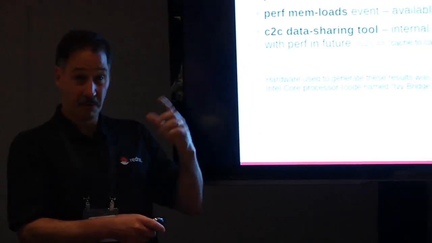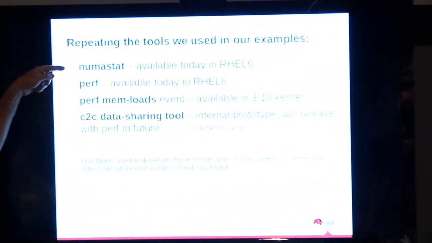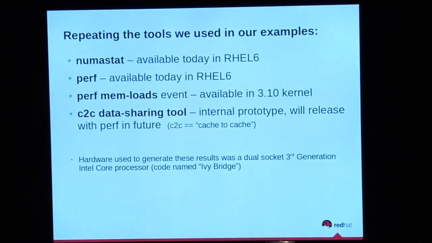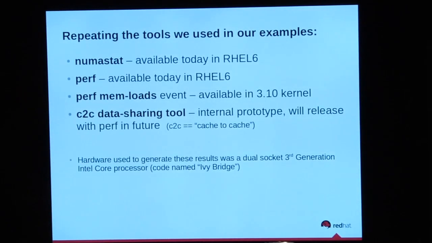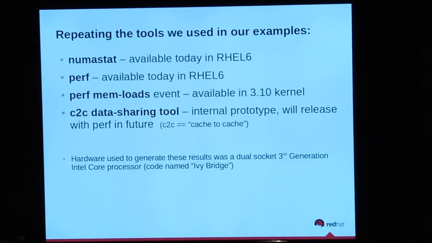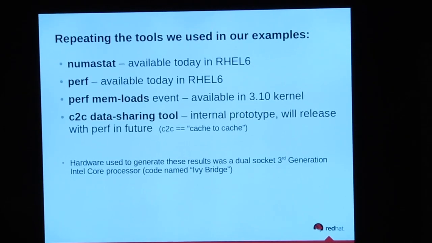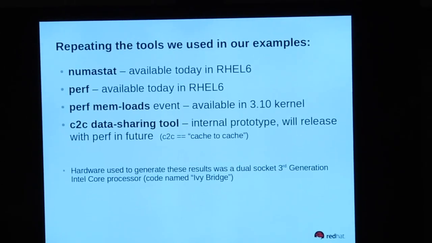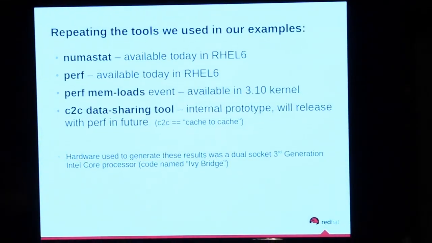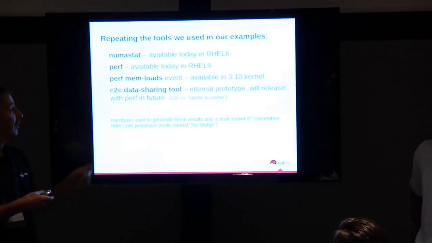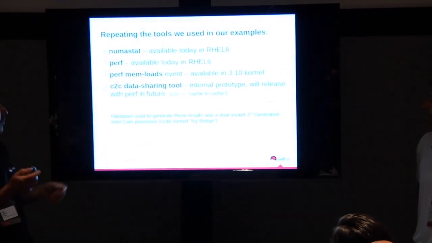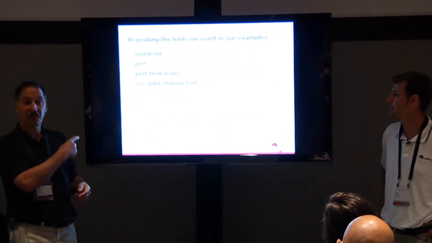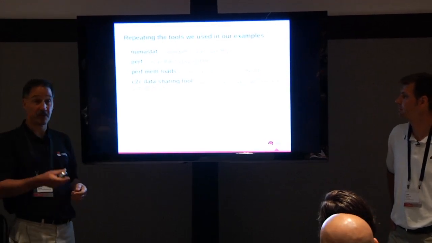So just to recap the tools we were talking about, NUMA-stat and Perf are available today. Perf with the Mem Loads event is available in Fedora. The current Fedora or the next? Well, not really in Fedora yet. It'll be whatever 3.10 kernel, maybe in a couple months you might see it in Fedora 19, but not right now. And it'll be in RHEL. And this cache-to-cache data sharing tool that we mentioned will be folded into Perf as well.